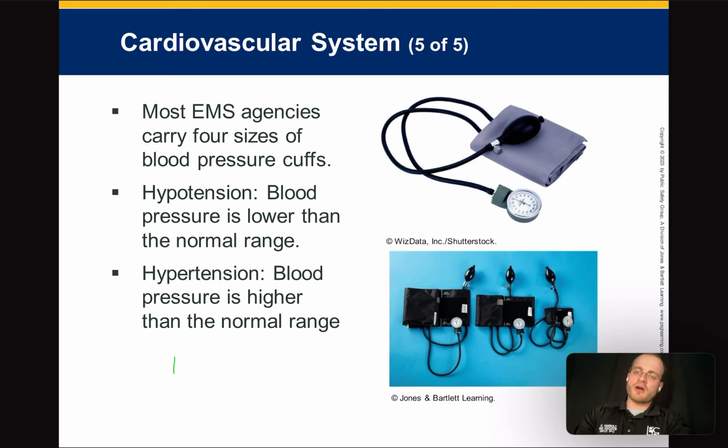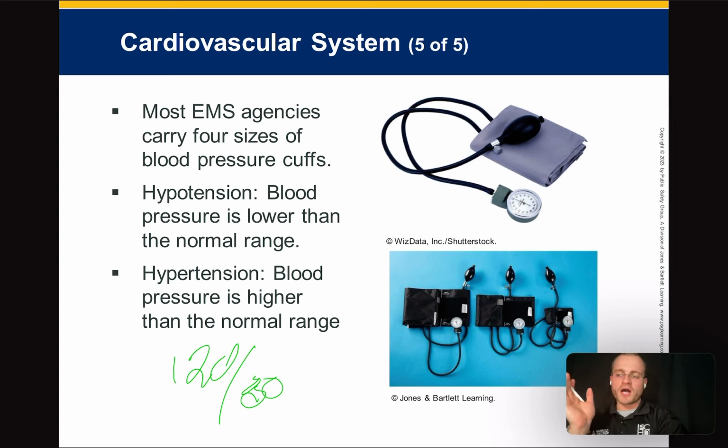So hypotension is going to be somewhere pretty well south of this, maybe like 110 over 70 or 110 over 60. You get a little bit more hypotensive. And then really anything 140 up, 140 over 90, that's more in the hypertensive range. There's not a set parameter that I want you to memorize for these. Just know that hypotension means low blood pressure and hypertension means high blood pressure.